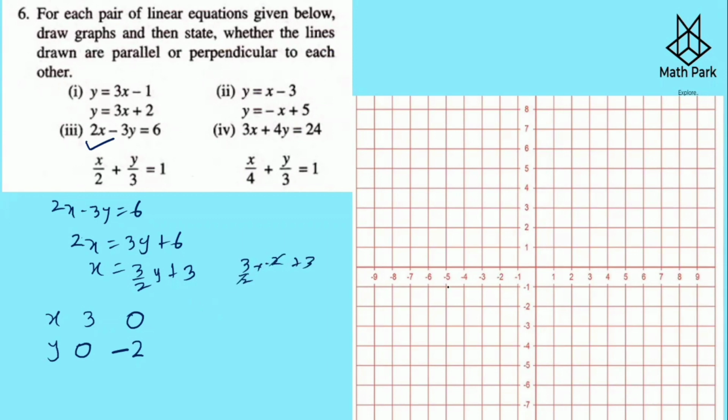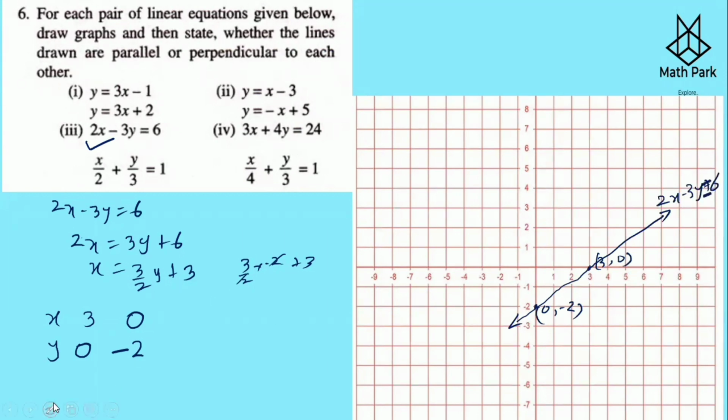Let us plot these points. The first is 3, comma 0. So x is 3, this is the point 3, comma 0. The second is 0, comma minus 2. So 0 and minus 2 is this point. So let us draw this line. So our line for the equation 2x minus 3y is equal to 6 is done.